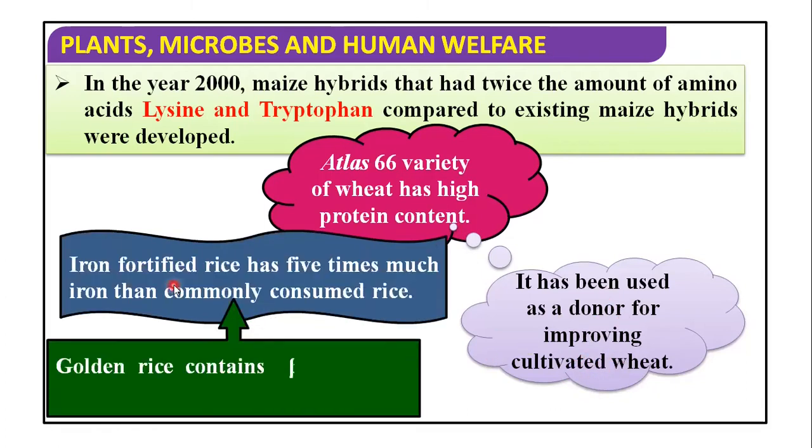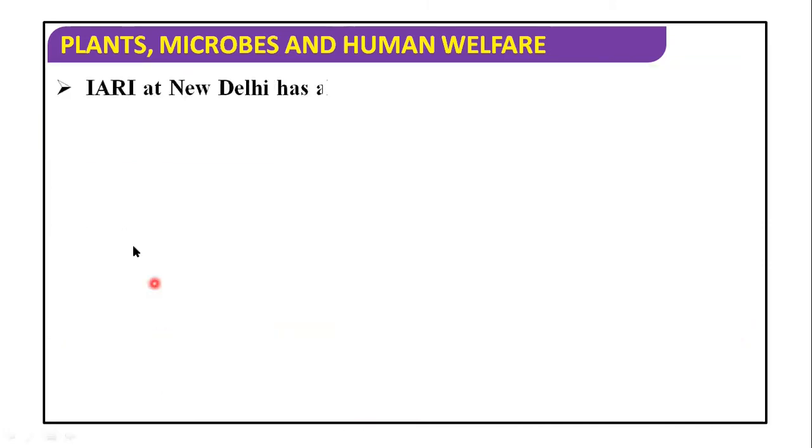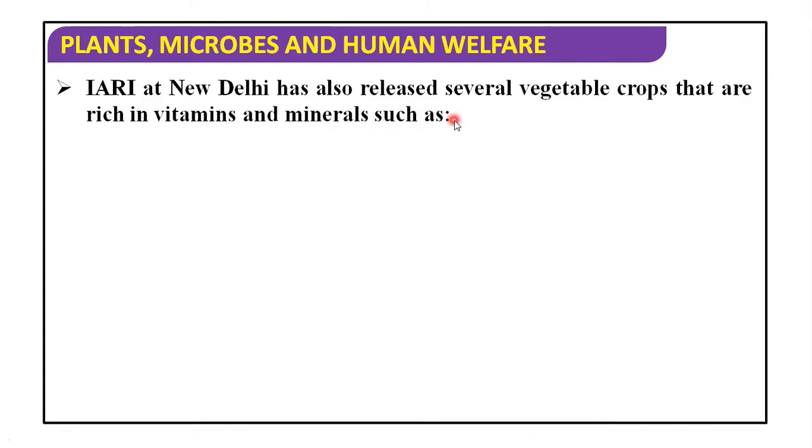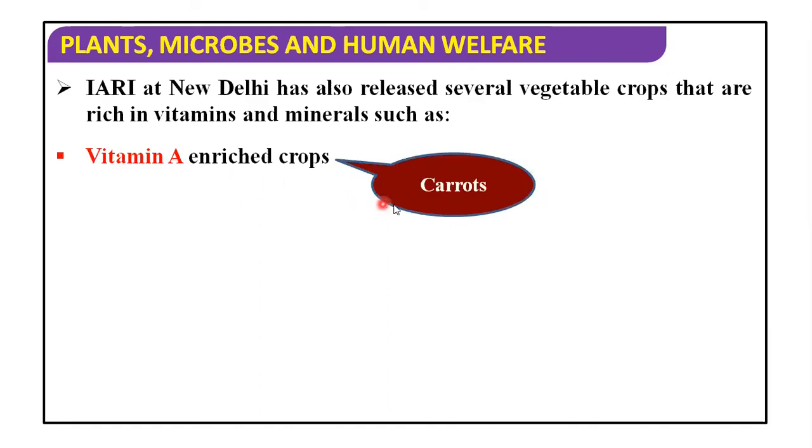Now iron fortified rice has 5 times more iron than commonly consumed rice. Golden rice contains a lot of beta carotene, that is vitamin A. Now IARI at New Delhi has also released several vegetable crops that are rich in vitamins and minerals, such as vitamin A enriched crops. Now that is the carrot.